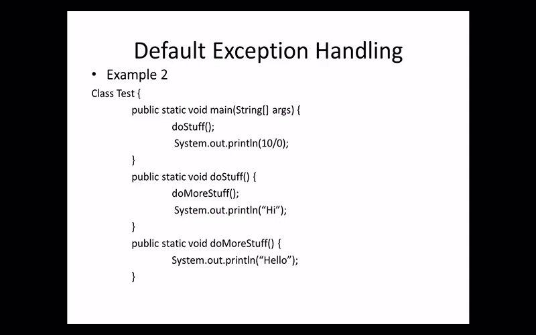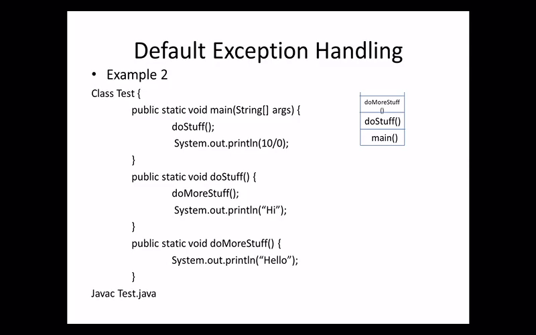First of all, main is going to be executed. Main is going to call the doStuff method. This doStuff method will first call the doMoreStuff method. So the doMoreStuff method will print hello. Then it will come back, so the doMoreStuff method is completed, and it will go back to the doStuff method. Now the doStuff method is going to execute the hi statement. After completing the hi statement, it will go back to the main method. Now in the main method we are having an exception.